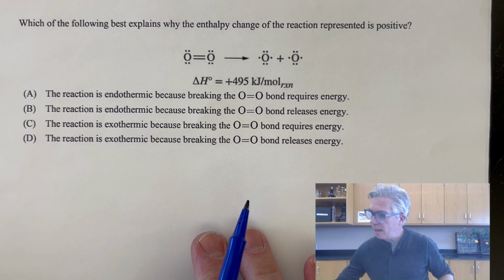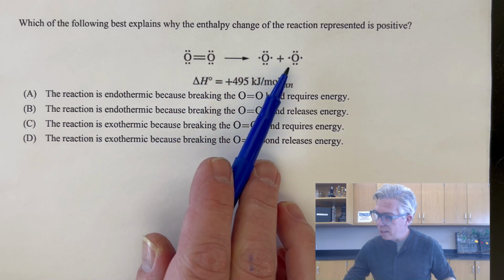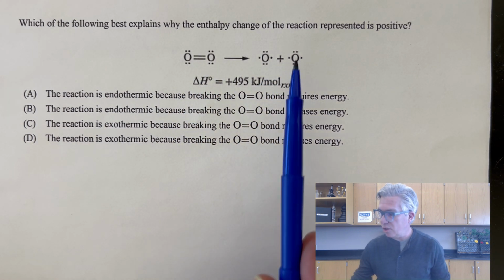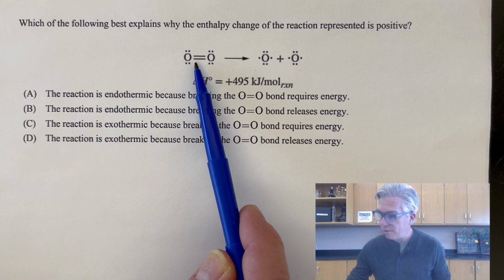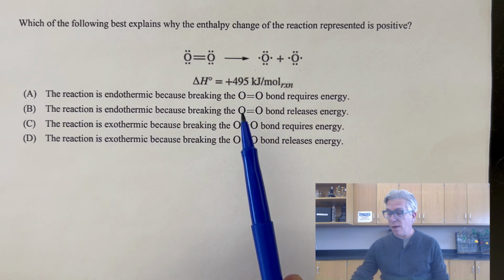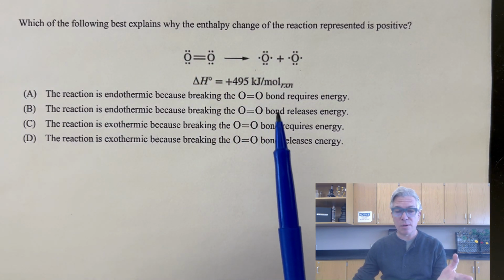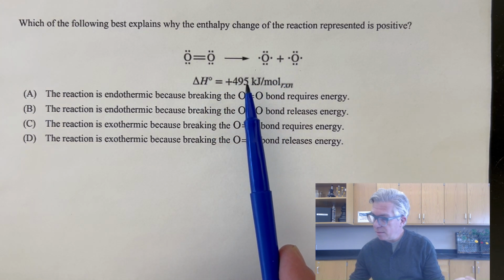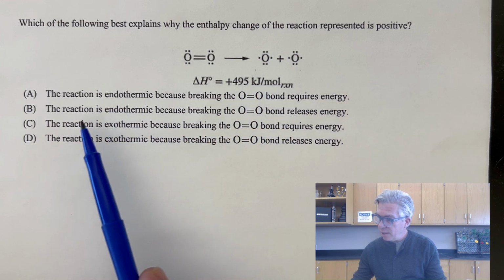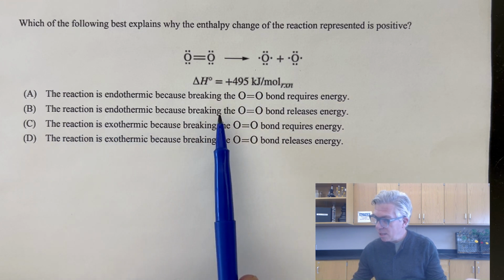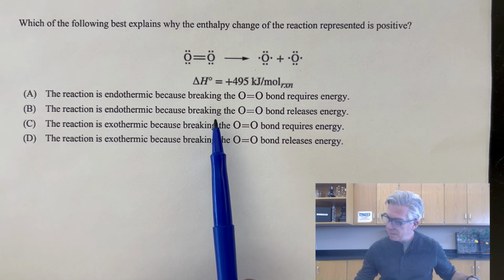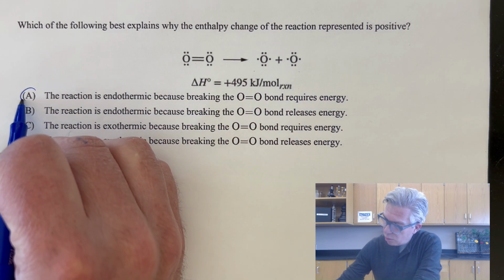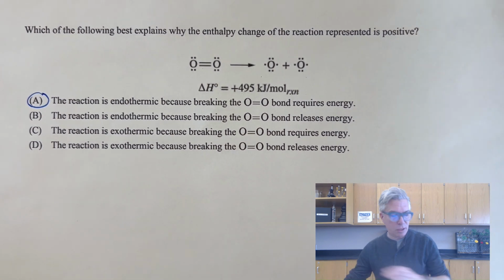So next question. We have oxygen breaking apart, looks like, into 2 separate oxygen atoms, which means we have to break that bond. Delta H is plus 495. That makes sense because forming a chemical bond is exothermic, breaking the chemical bond is endothermic. So which of the following best explains why the enthalpy change is positive? It's endothermic because breaking the O=O bond requires energy. So that's just a quick one about bond energies.